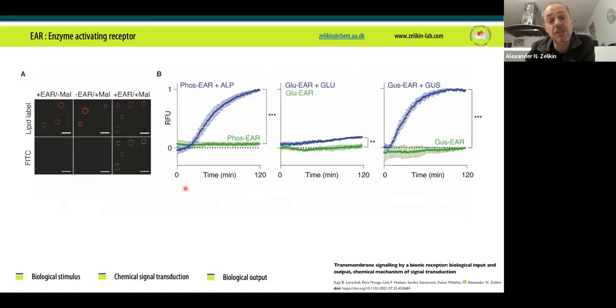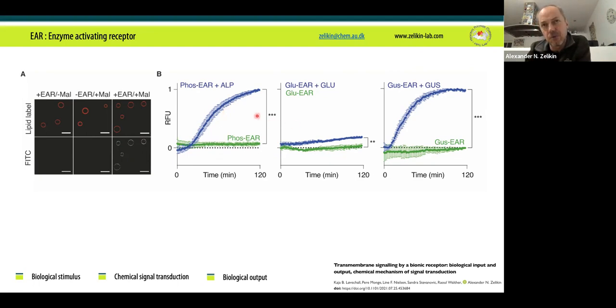And this is signaling. This is to visualize the receptor localization in giant unilamellar vesicles, and signaling we do in liposomes. Receptor remains dormant in the structure of the lipid bilayer. There's no signaling. There's no enzyme activation with the receptor itself. But as soon as we add the cognate enzyme, so alkaline phosphatase for the phosphate protected receptor, or glucuronidase for the glucuronic acid protected receptor, we see statistically significant and well pronounced enzyme activation, which reports to us on the signaling.